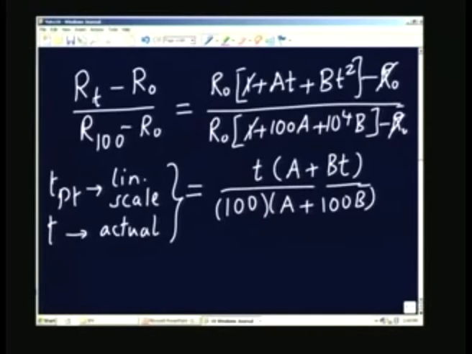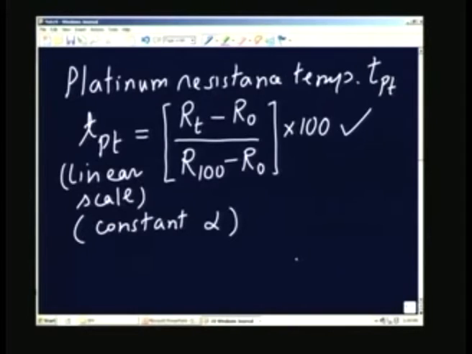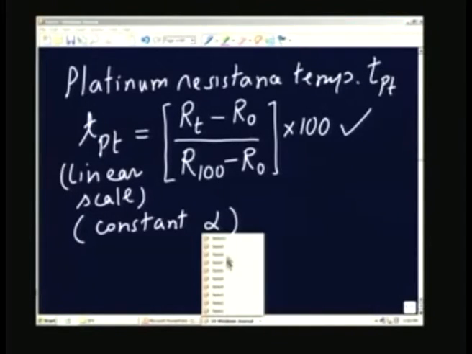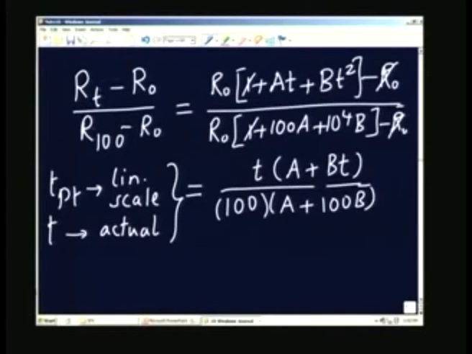So, why did I write like this? Because I want to find out T, and what I have written on the left hand side, if you go back to the previous slide, you can see that T_PT is nothing but R_t minus R naught divided by R100 minus R naught into 100. What I can do now is to substitute that here for the left hand side. R_t minus R naught divided by R100 minus R naught into 100 is T_PT. So, I can write it here as T_PT divided by 100, that is what we are going to do. And in fact, what I want to do is to write in the following form.